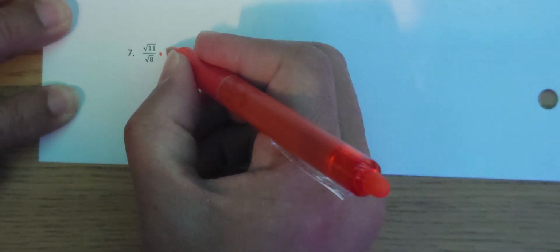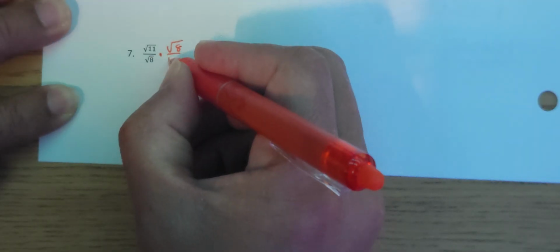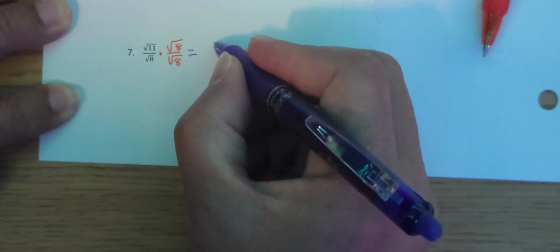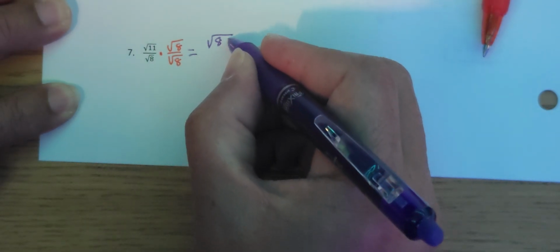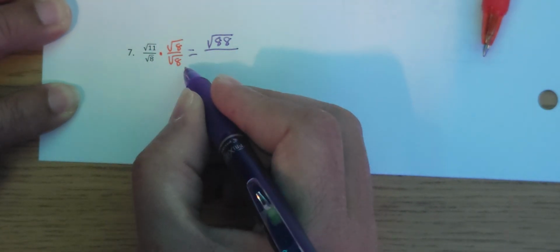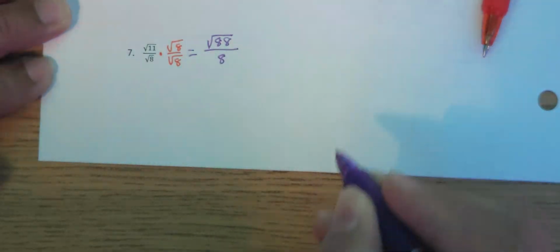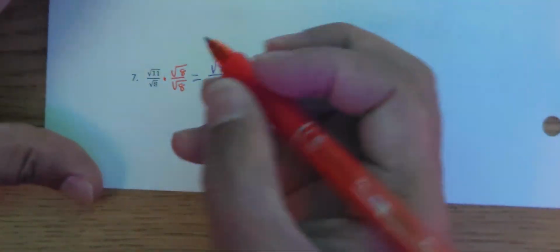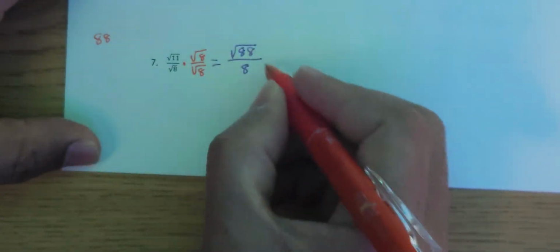Number 7. So for this one here, we can decompose. Well, we could, but I'm just going to multiply by the square root of 8. So square root of 8 over square root of 8, so I can rationalize the denominator. So then 11 times 8 is the square root of 88. And square root of 8 times square root of 8 is just 8, right? But then I'm going to take this to the side and decompose it into its prime factors to see if I can simplify this further.